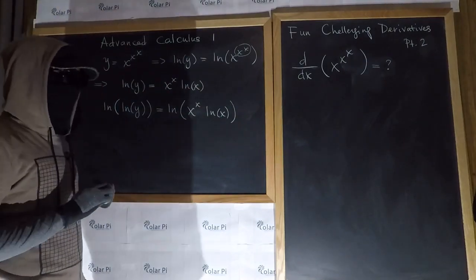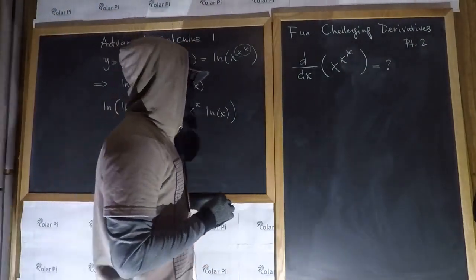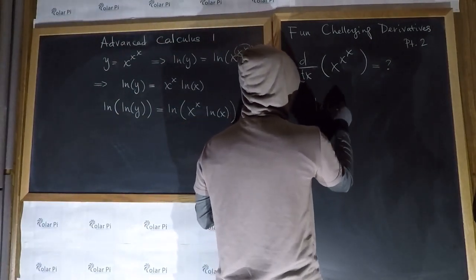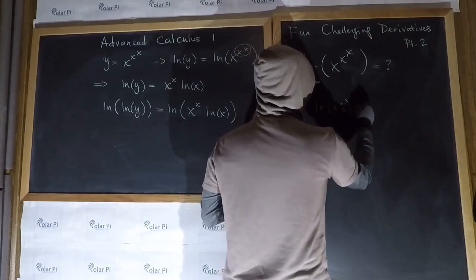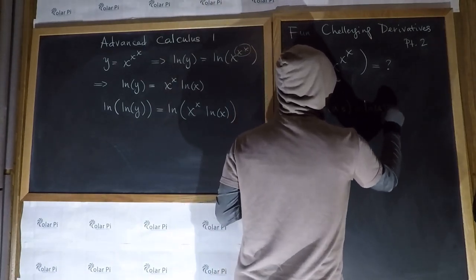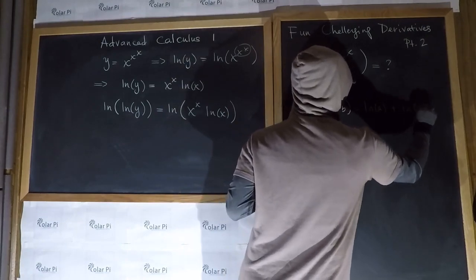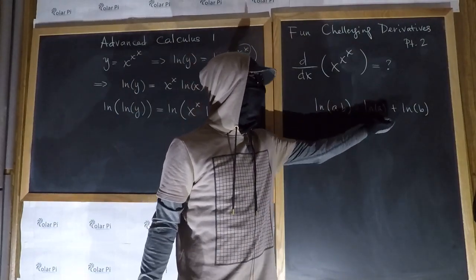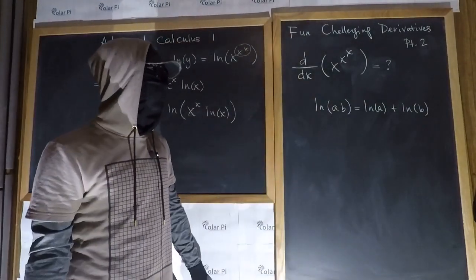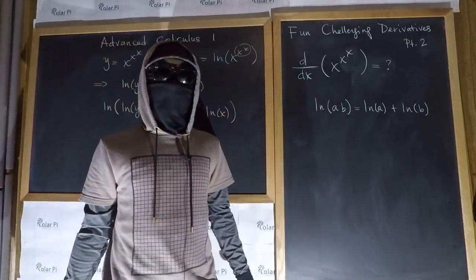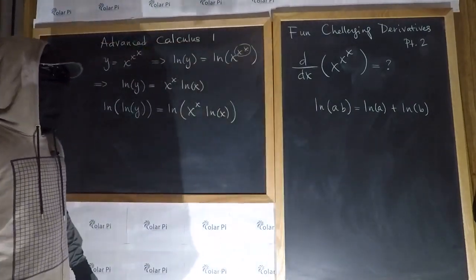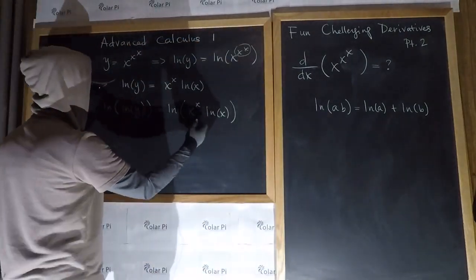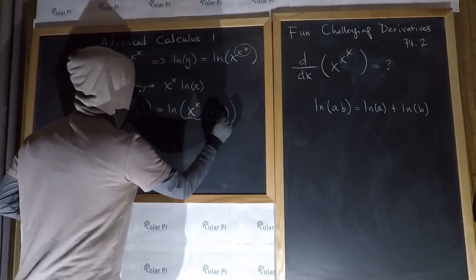Another log property which I prove in my log videos is the product rule for logs. It says the log of a times b is equal to the log of a plus the log of b. I'm not using absolute values around the log argument because I'm assuming you know that logs don't take negative arguments. We can apply this rule here because we've got a product between this and this.